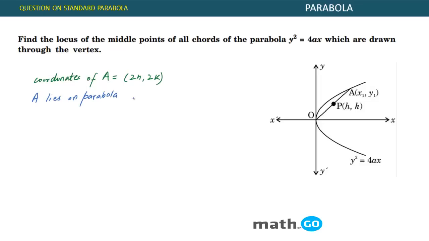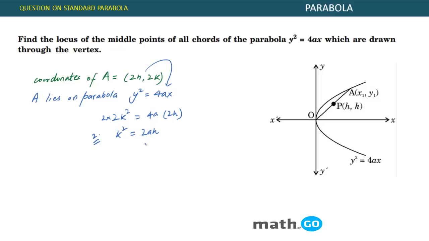So what is the equation of the parabola? Y square equal to 4ax. So that means this point should satisfy this. Now substitute this over here. So this becomes 2k square, 2 into 2, sorry. 2k square is equal to 4a into 2h. Or I can just simply say k square is equal to 2ah. So if you now check, this is the second equation of our locus.